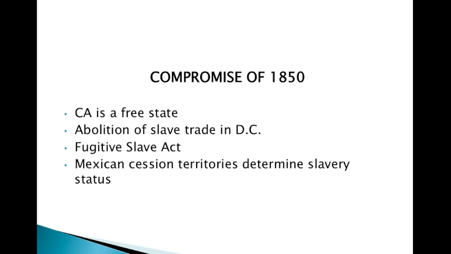In other words, if a slave ran away to the north, there was really no real enforcement of finding that slave and having them returned to the Southerners. But this really strengthened that enforcement.